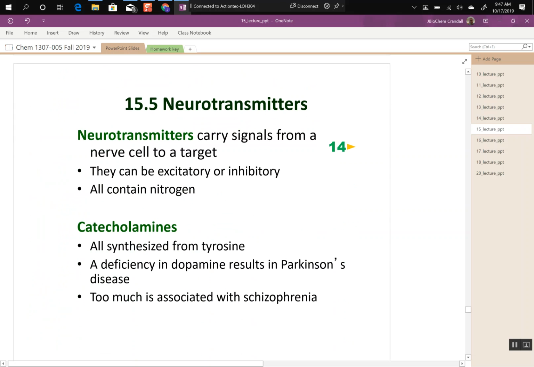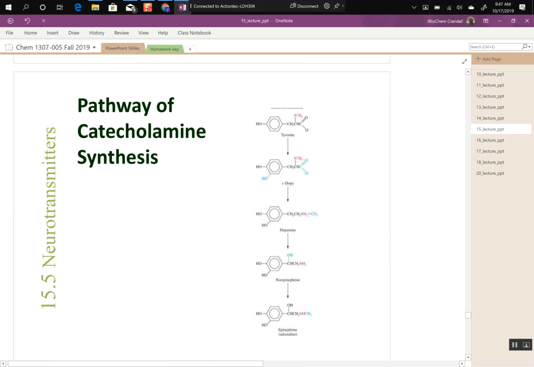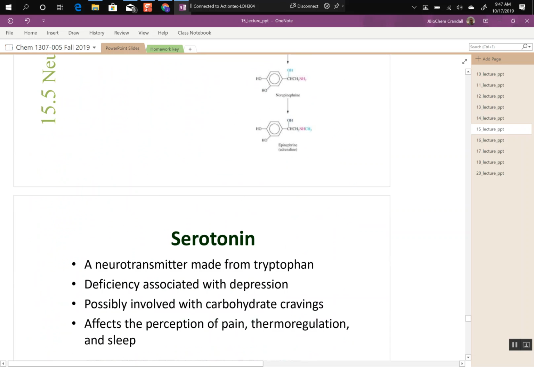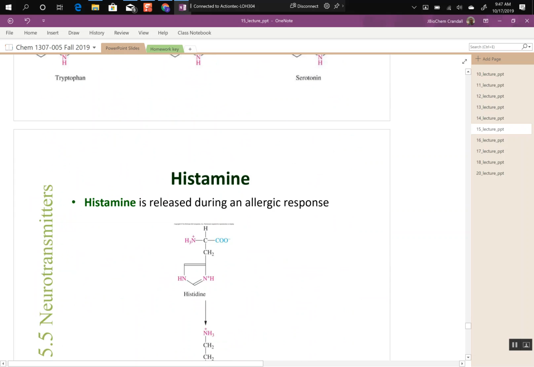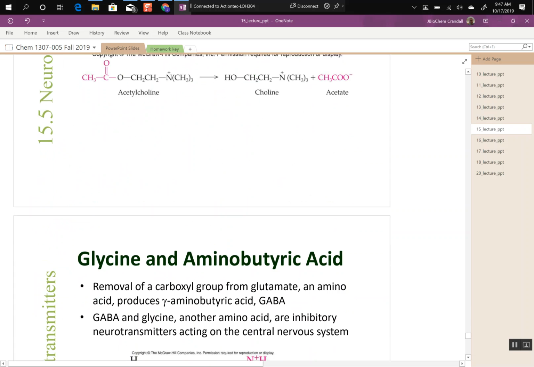These neurotransmitters, don't worry about learning all this. Obviously, these are going to be amine-containing compounds. Serotonin, that's a good one. Histamine, going to histidine. Don't worry about all that. Acetylcholine, going to choline and acetate.